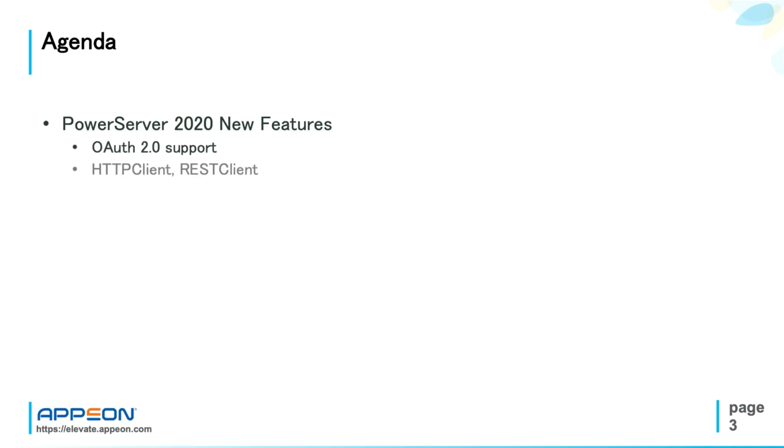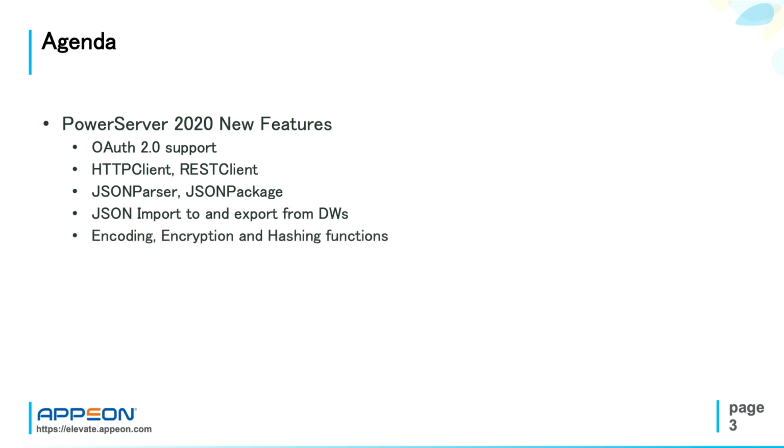This is the agenda. Topics covered include the sync with the majority of the new functionality in PowerBuilder 2019. So OAuth 2.0 support, sync of missing functionality in HTTP client and RESTClient objects, full support of parsing and packaging of JSON objects, import and export of JSON data in a DataWindow or DataStore, a handful of APIs for encoding, encrypting, signing, and hashing of data, and finally compression and extraction of files or binary objects in memory.